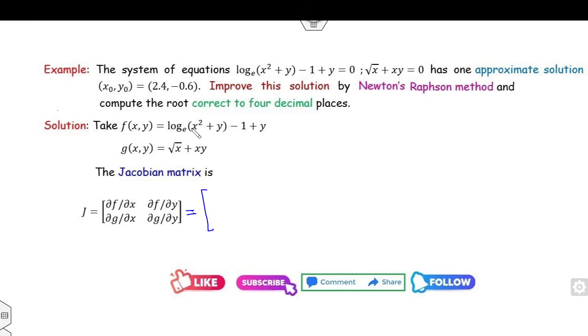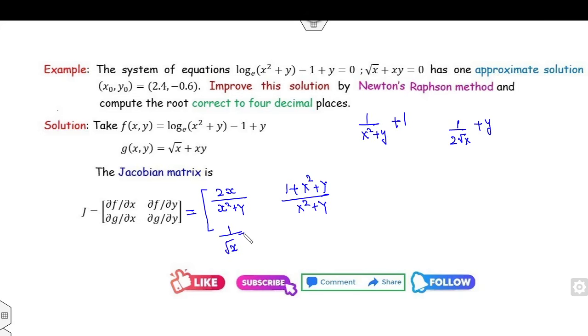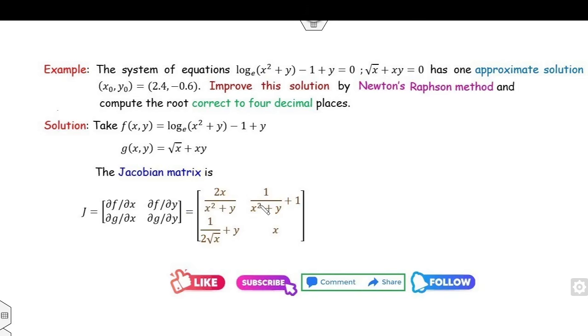Can you find the derivative of the f with respect to x? It is 2x over x square plus y. Can you find the derivative of this with respect to y? It is 1 over x square plus y plus 1. So I can take the LCM. It is x square divided by this. Can you find the derivative of the g with respect to x? It is 1 over root 2x plus y. Fine. And so on. Now, the initial points are given to you.